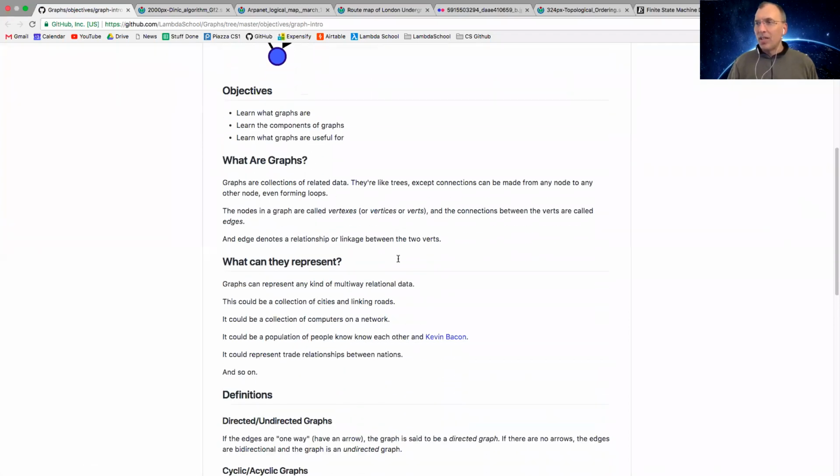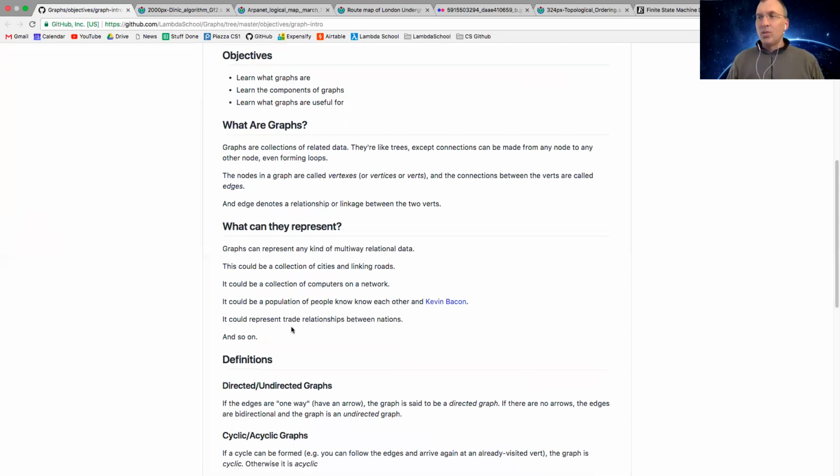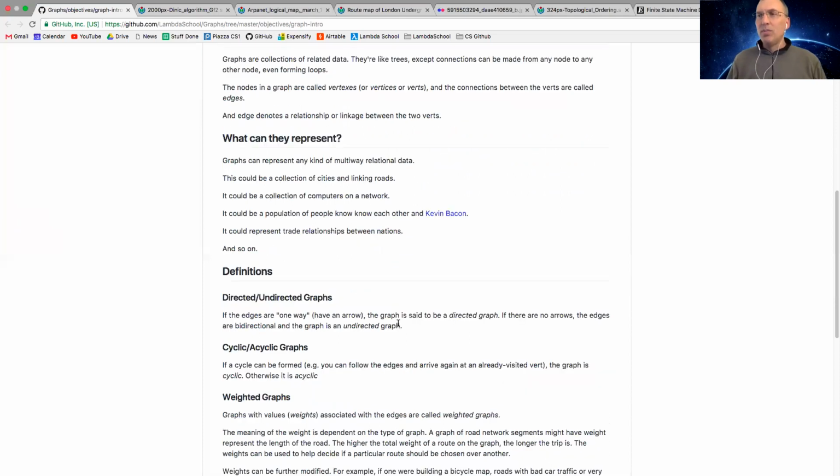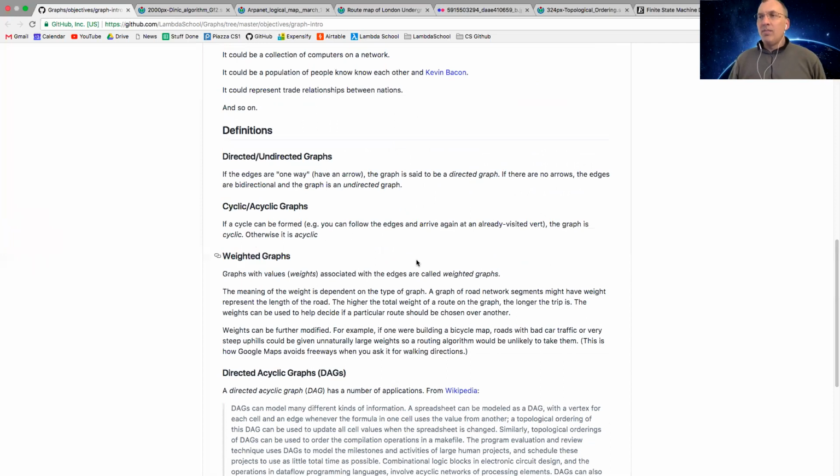So what can graphs represent? We've talked a lot about this here. One other thing I could mention is a collection of cities, where the vertexes are the cities and the roads are the edges between the vertexes. We saw a social network example, but it could represent pretty much any kind of network of data where you have one-to-many relationships between different types of data. Some quick definitions here: undirected and directed, cyclic and acyclic, and weighted graphs.